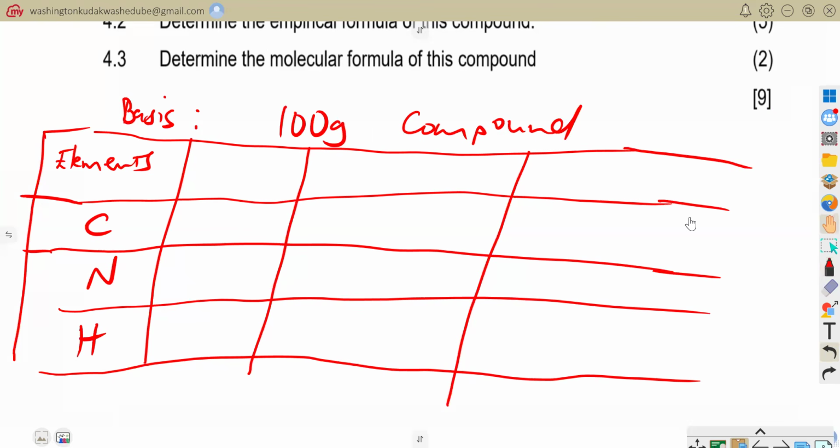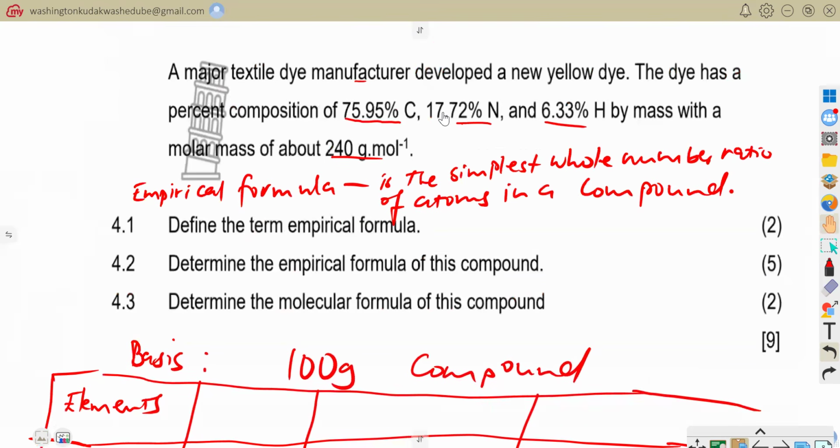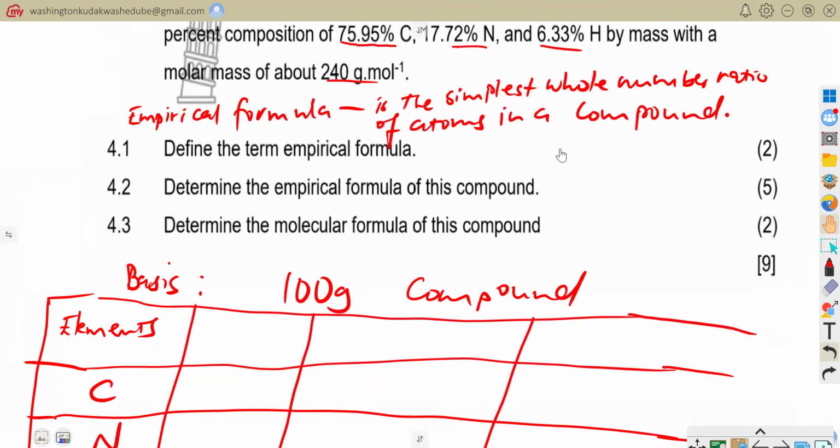Now let's look at our mass composition. They said 75.95% carbon, 17.72% nitrogen, and 6.33% hydrogen. These are the same that I'm going to take for my mass. So let's take note of them. For carbon, it is equal to 75.95. For hydrogen, it's equal to 6.33. For nitrogen, it's equal to 17.72.